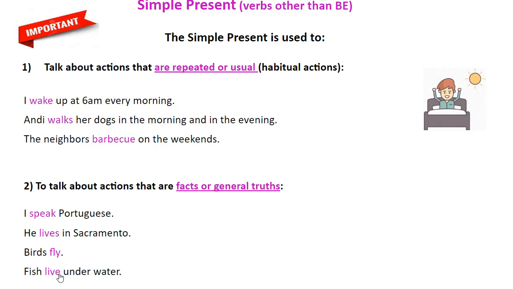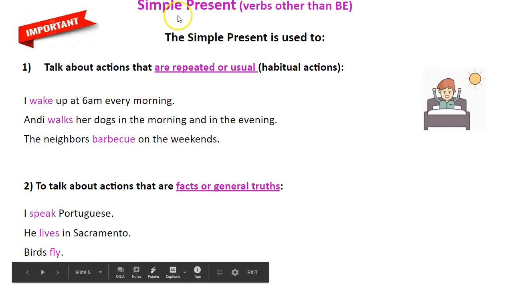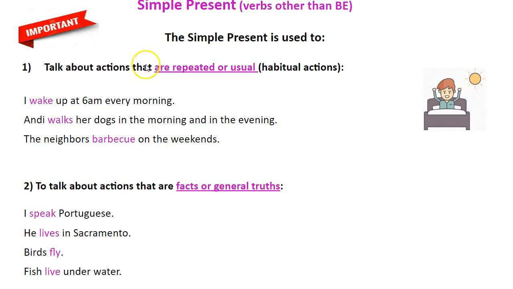Now, we're going on to the new learning. So what about when we need to use simple present with verbs that are not be? So first of all, when should we use simple present? Well, we use it to talk about actions that are repeated or usual. That means they're a habit or habitual action. For example, I wake up at 6 a.m. every morning, or Andy walks her dogs in the morning and in the evening. The neighbors barbecue on the weekends.